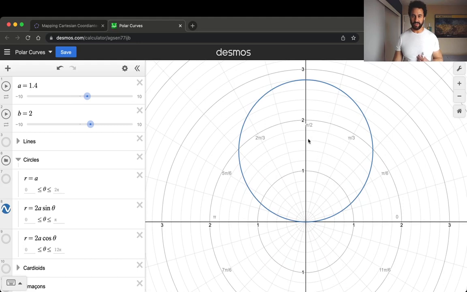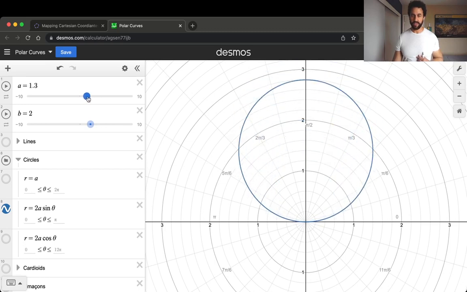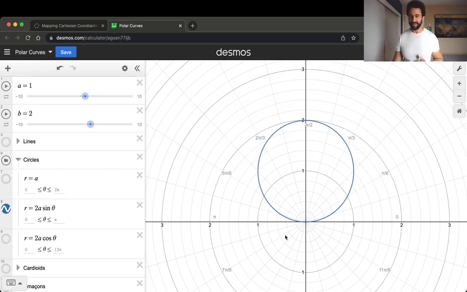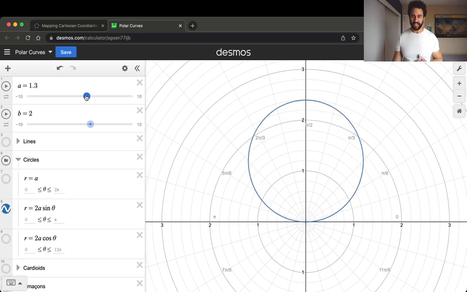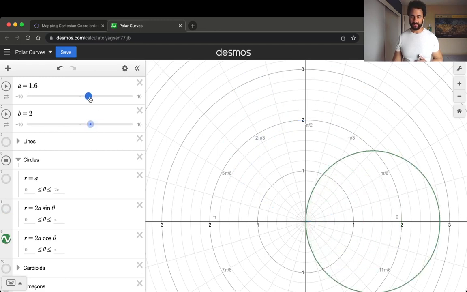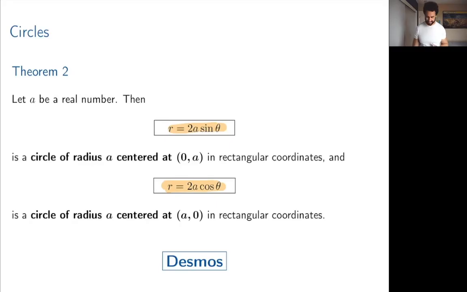So here what's happened is you've got this circle, and as I change a, it changes the radius. The lower coordinate down here is touching the pole. And as I change a, it increases the radius. If I want to look at the cosine one, it's on its side. There you go. Oh, if a is negative, then it goes to the other side. Pretty cool, huh? So those are circles right there. Okay, now what's the next one? Let's go back to the slides.